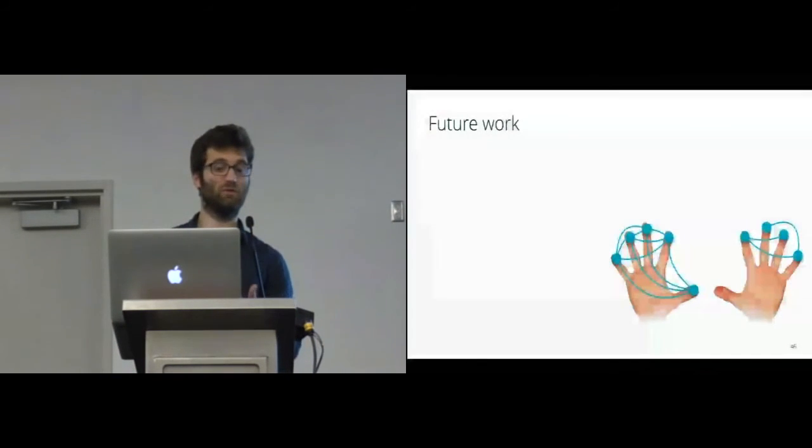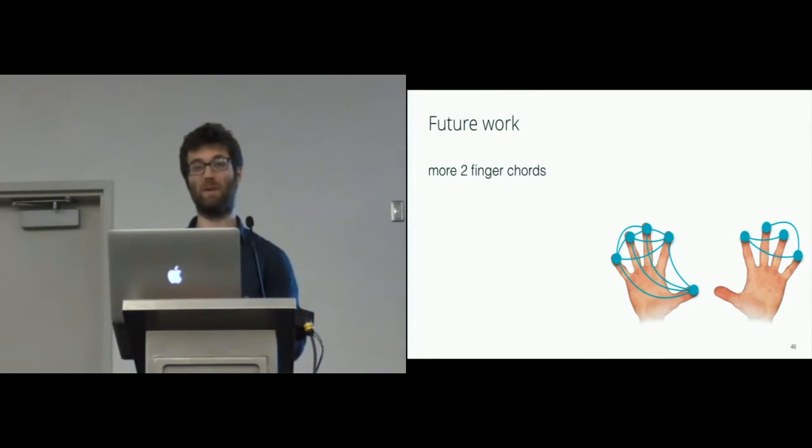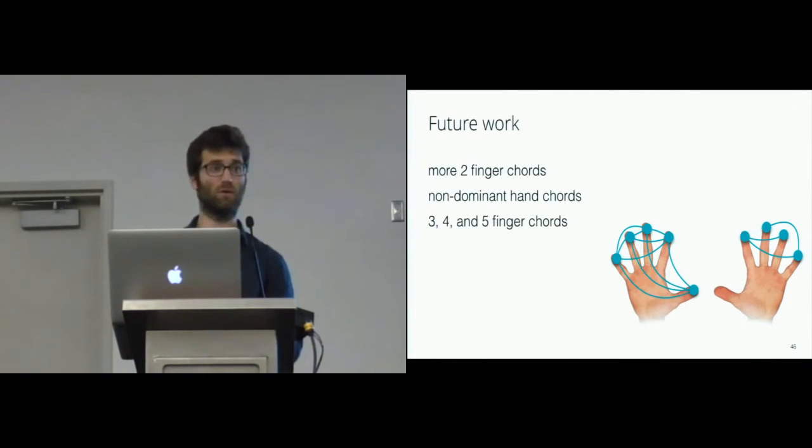Further work still needs to be done to evaluate more chords. So, for example, all the remaining chords of the dominant hand, obviously all the chords of the non-dominant hand, and even evaluating more chords with more fingers, or evaluating the differences in performances for other gestures like swiping.